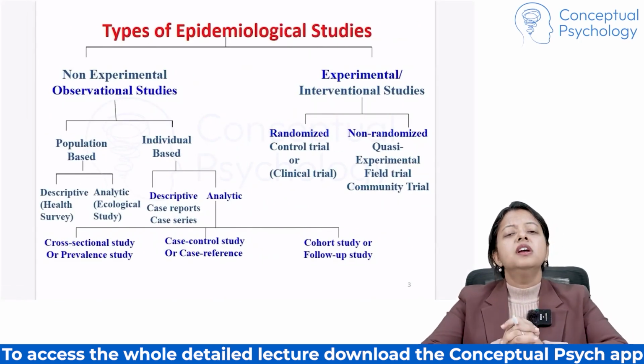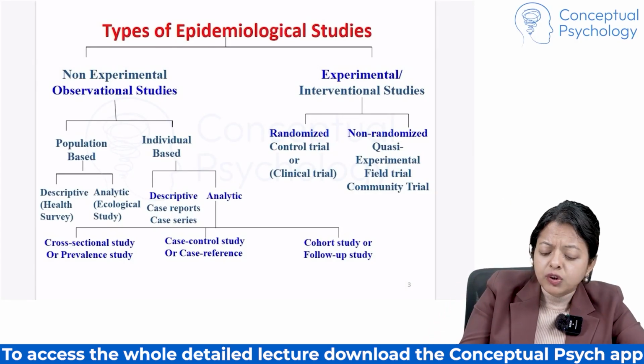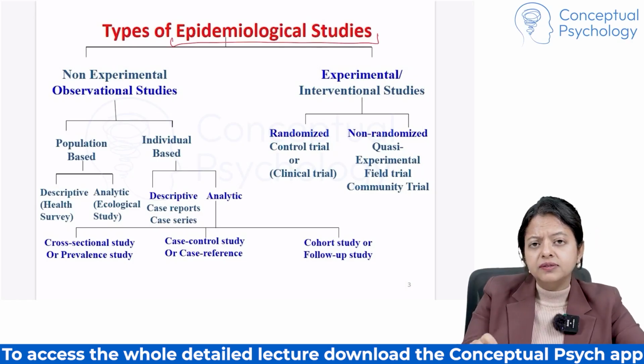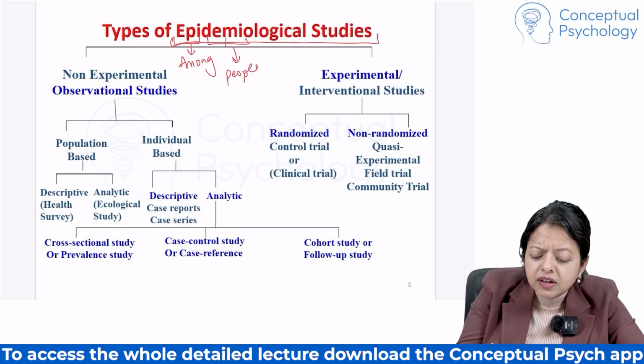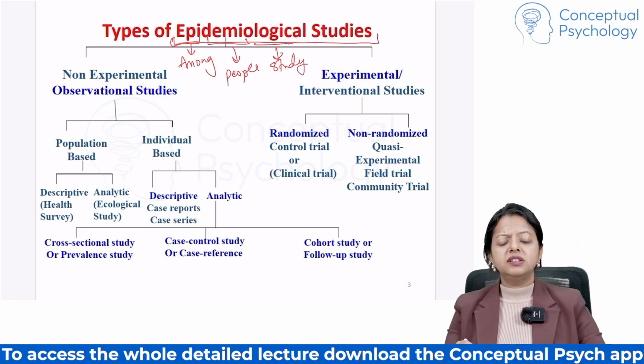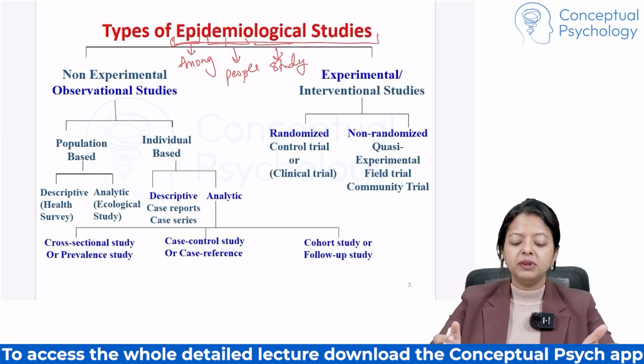So let us see what all types of study designs there are. So these are epidemiological studies. So what do you mean by epidemiological studies? If we break this term, epi means among, demo means people, and logy means study. So it is the study of things among people, relationships or any characteristic that you are trying to study among people.